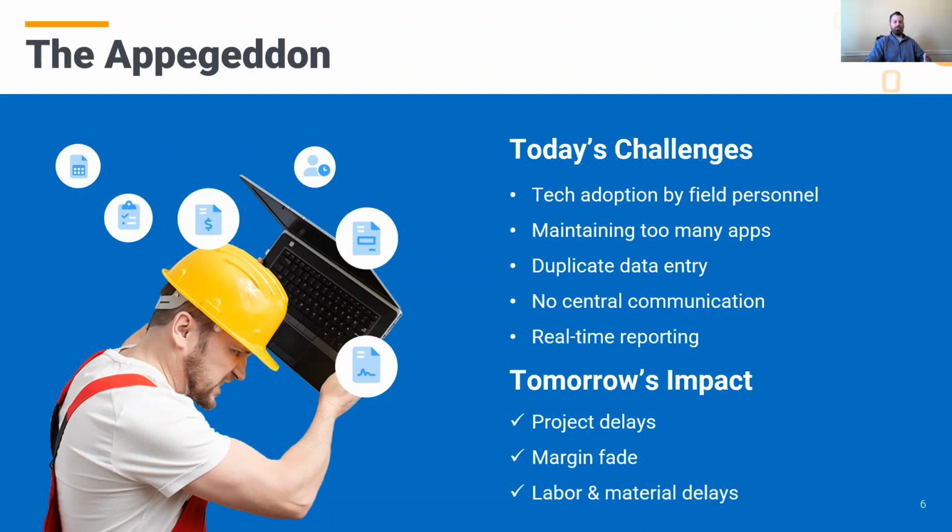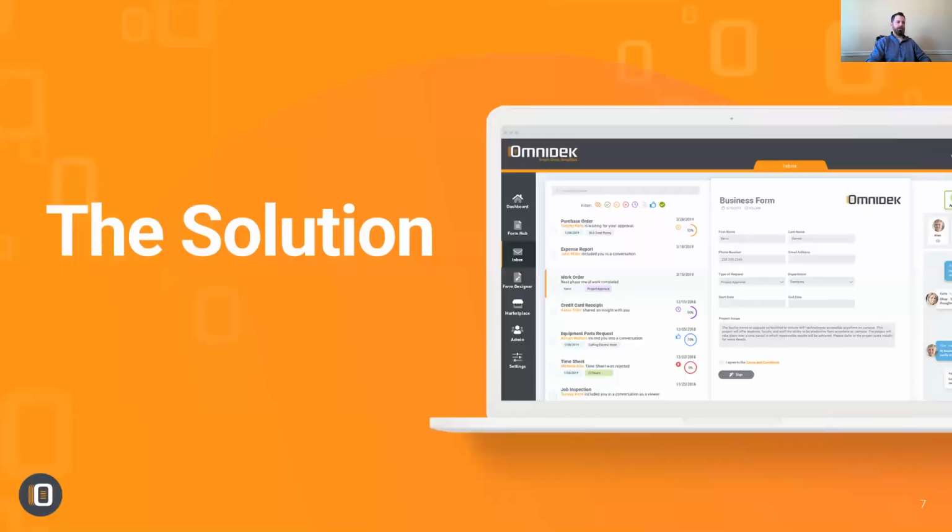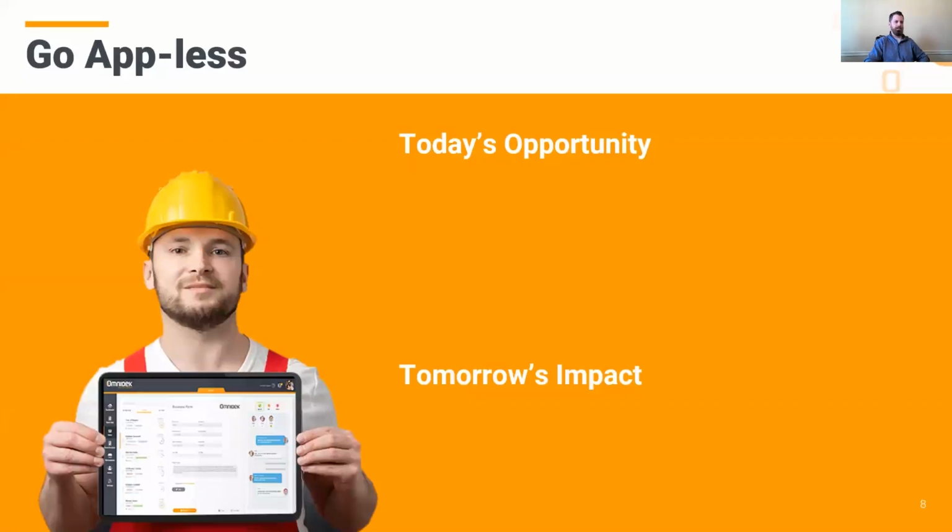And finally, labor and material delays. It's a trickle down effect. If we don't have good systems or we don't have timely information, it's going to affect other areas of the job. So we're here to talk about the solution. The solution is not just Omnidek, but we want to get you guys thinking about what are the areas that we can improve on and how could we do that, not just plug in another application, right?